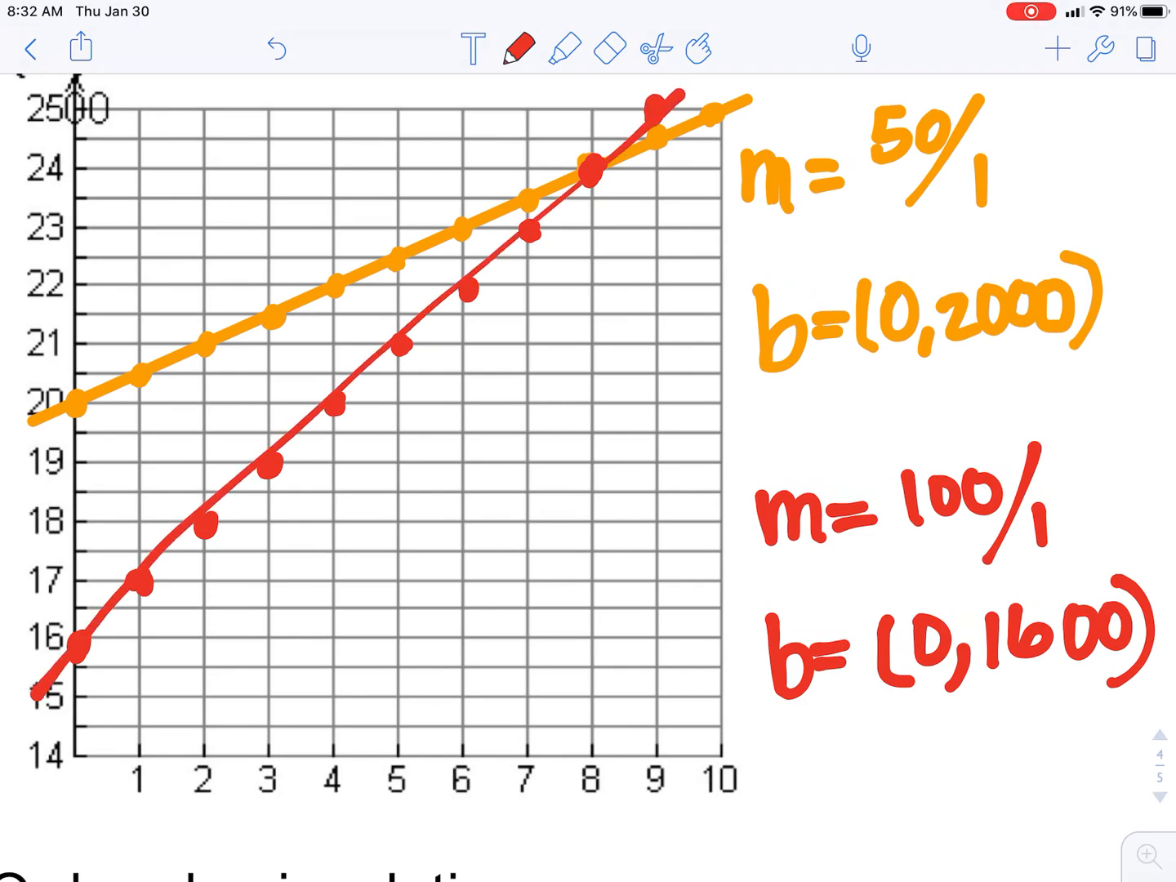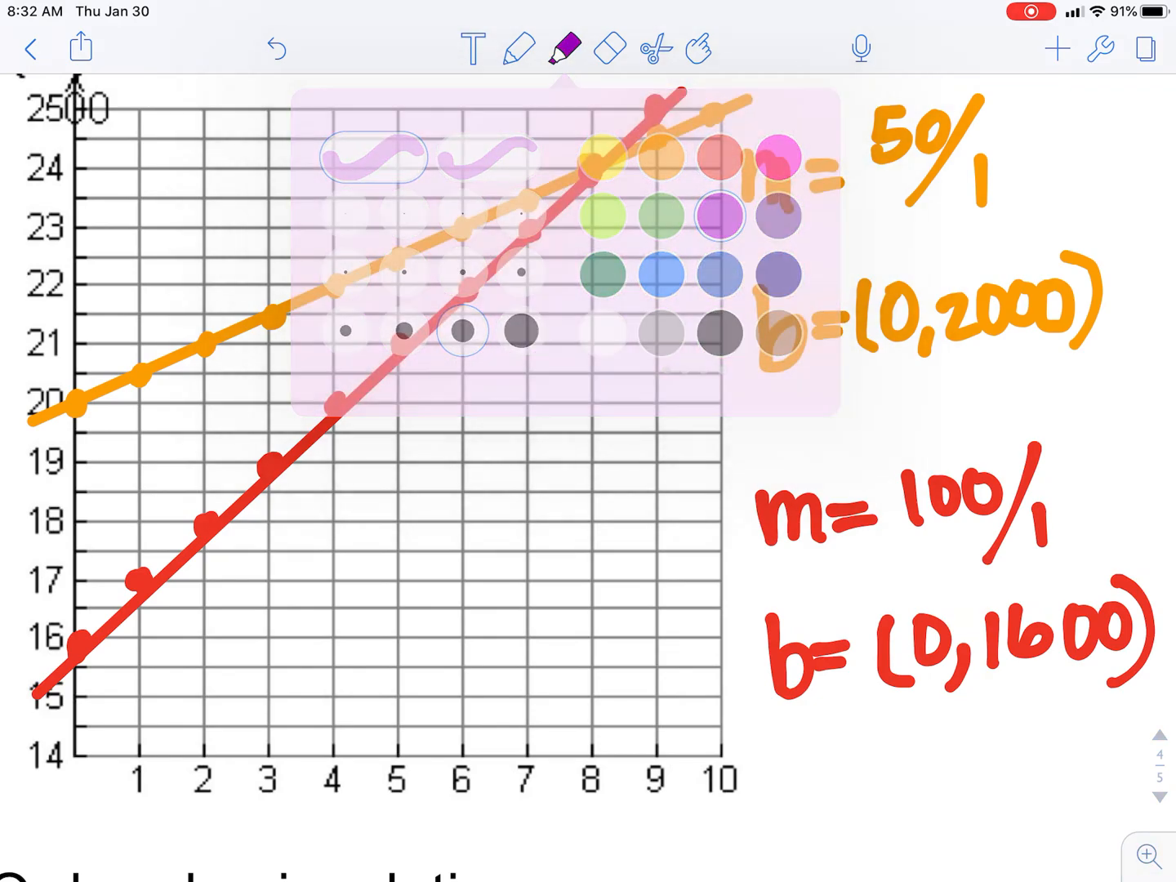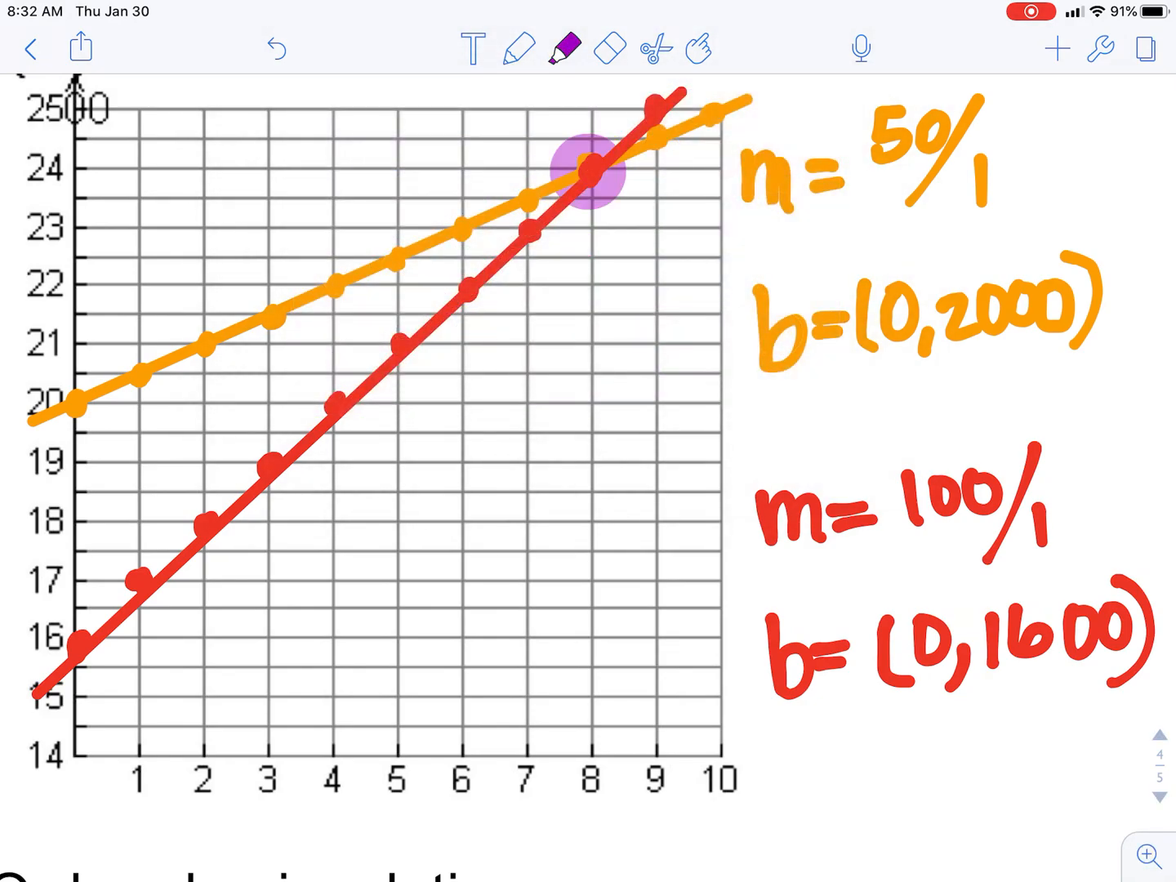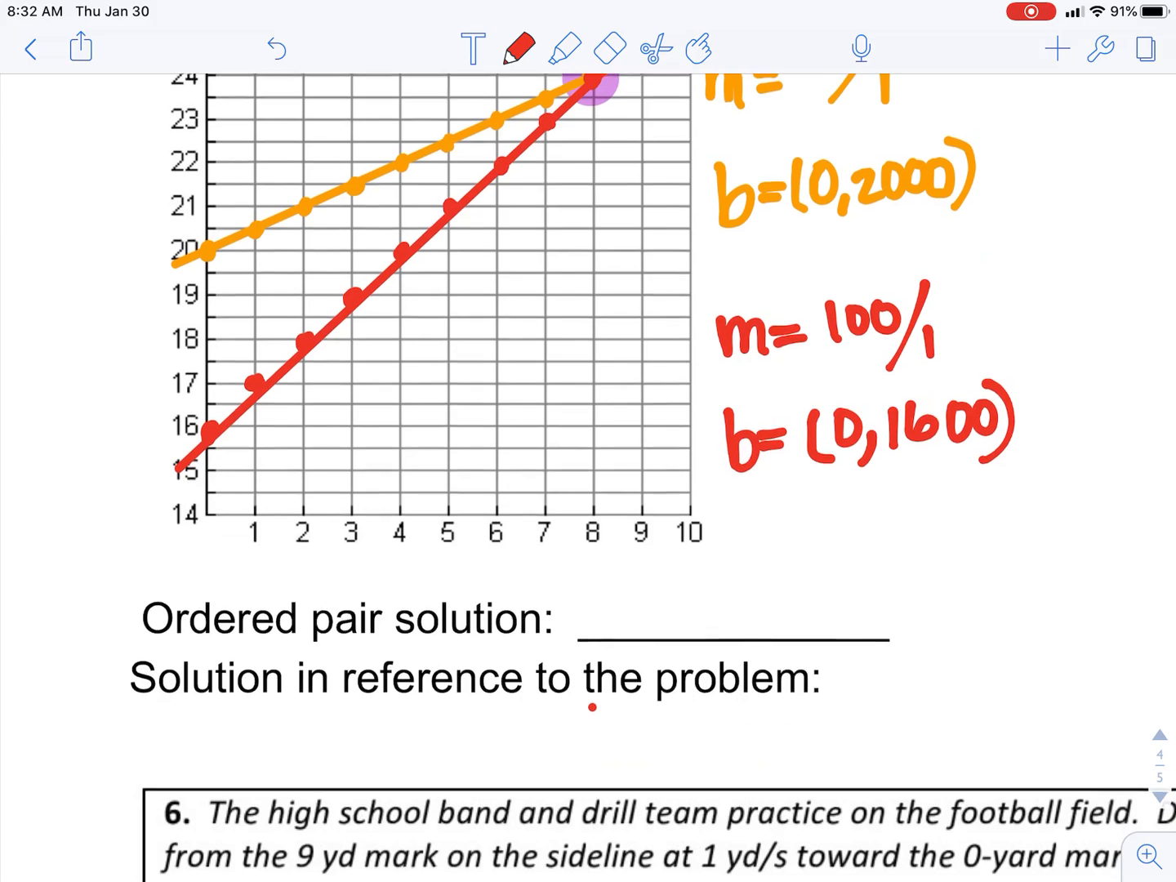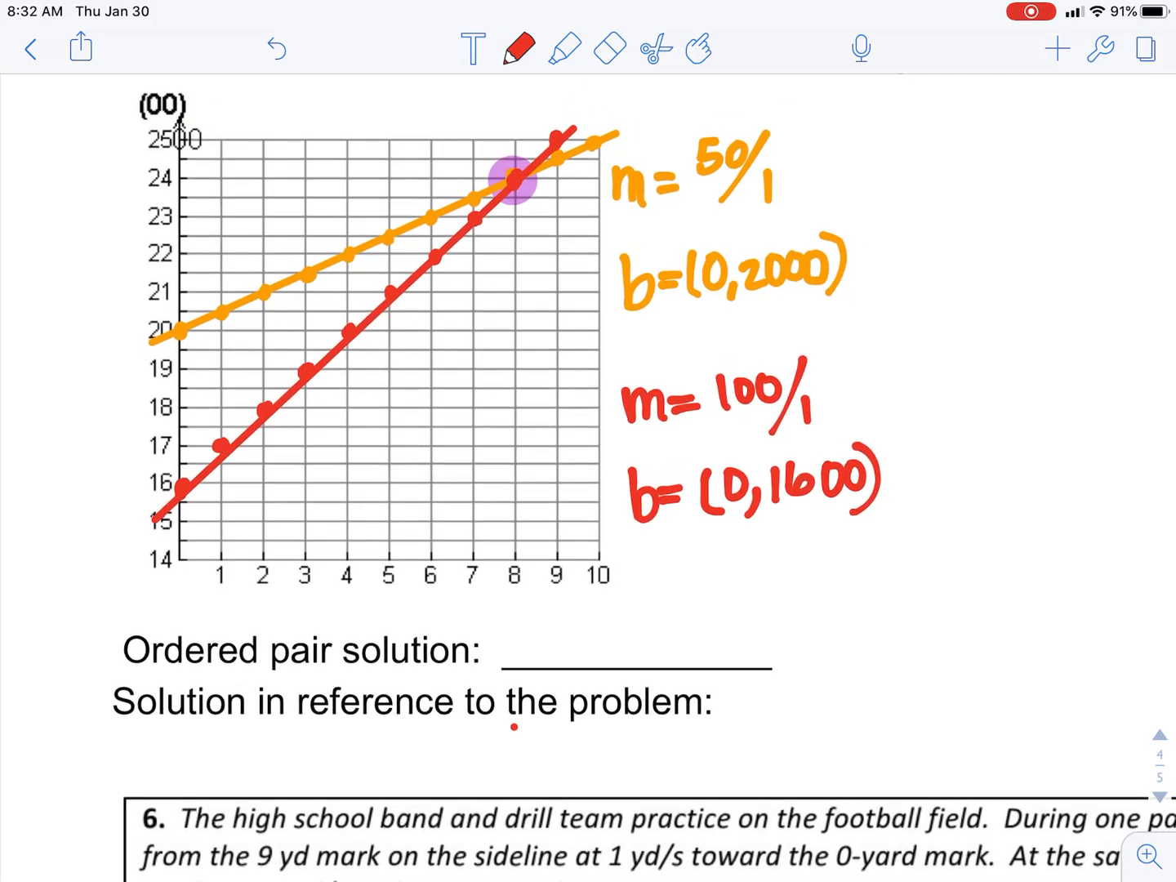And we can see that their graphs intersect right here at the top at the point 8, 24, or $2,400. So in 8 months' time, they're each going to save $2,400.